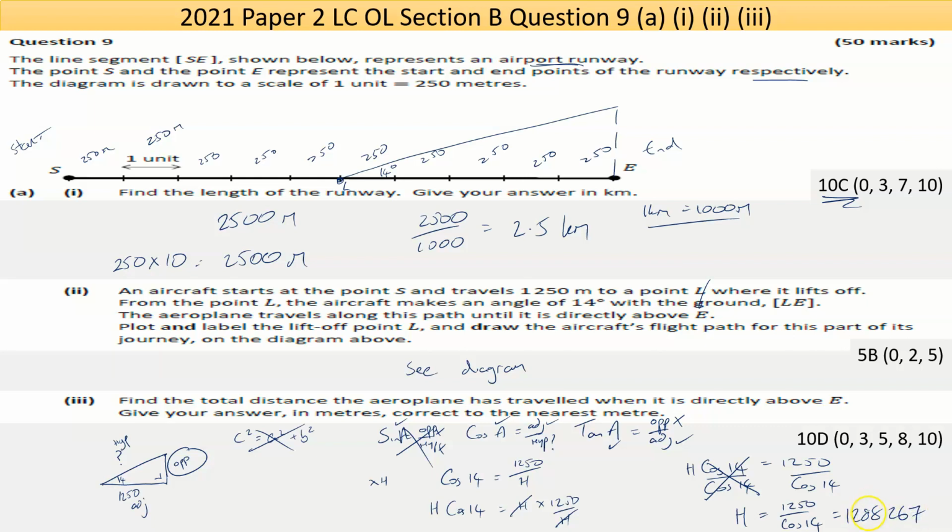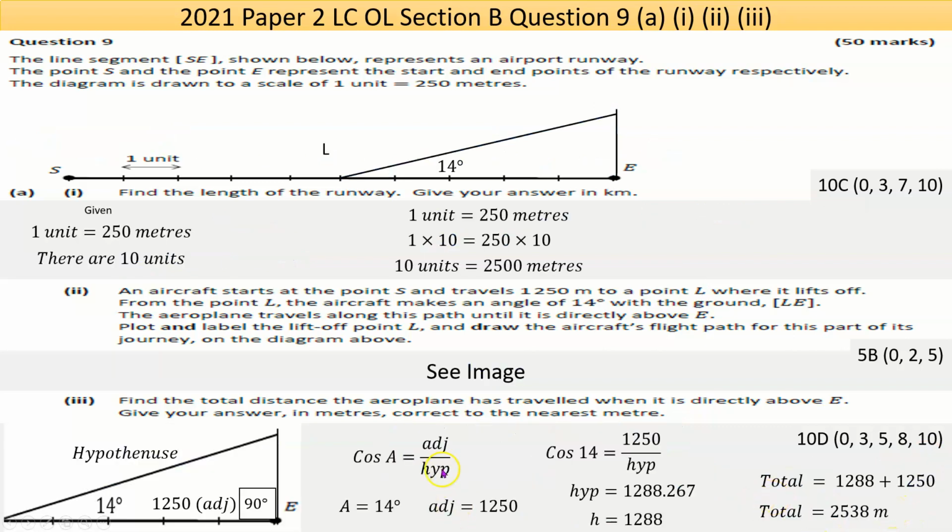Now it says give my answer to the nearest meter. Now these two numbers just don't matter. It's the 2 that matters. 2 is less than 4, so the number stays the same. It's 1288 meters. Job done. So the answer here on the next page hopefully makes sense of that. In a sense, it's a classic trigonometry question. It's not overly hard if you know your trigonometry.